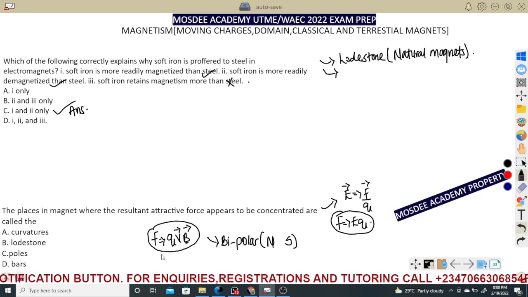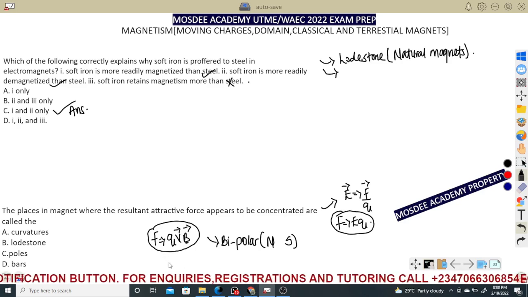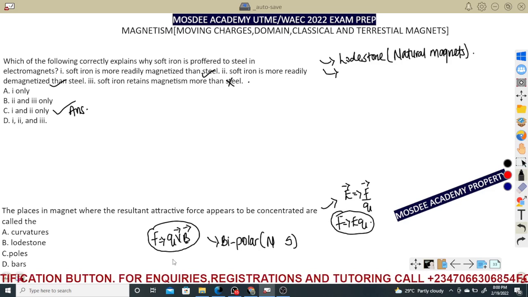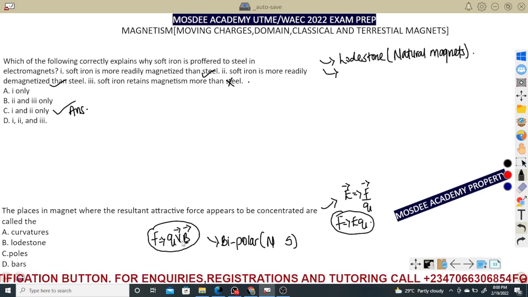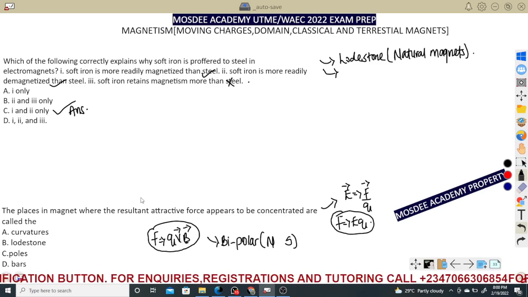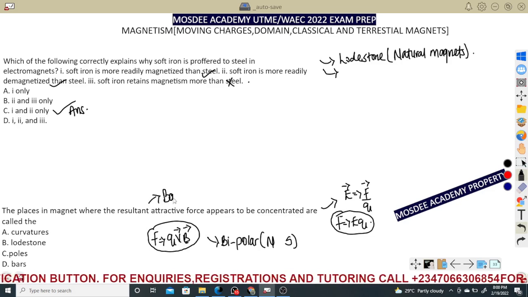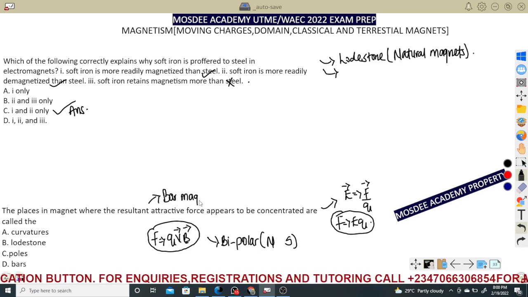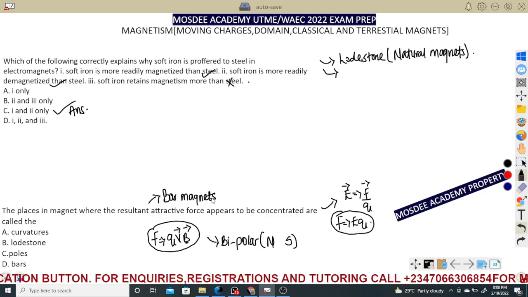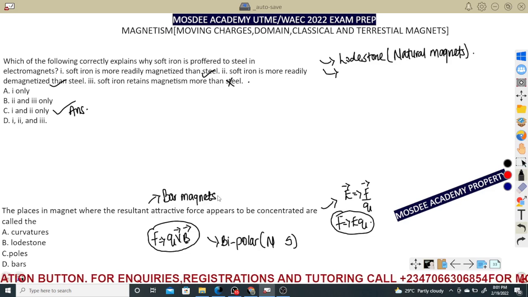So this question is a very simple question because you just need to keep something in mind. When we talk about a magnet, a very good example I will use for understanding is what you call a bar magnet. Let's listen to this, a bar magnet. Now, when you talk about bar magnets and those things, it is just a simple piece of metal.